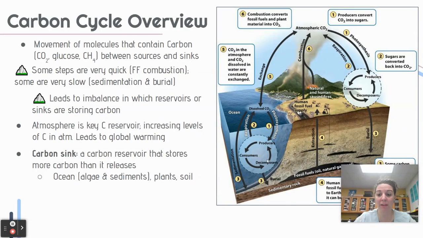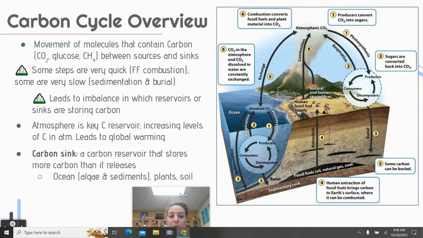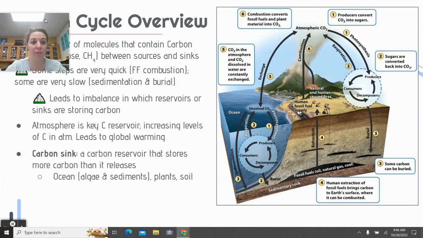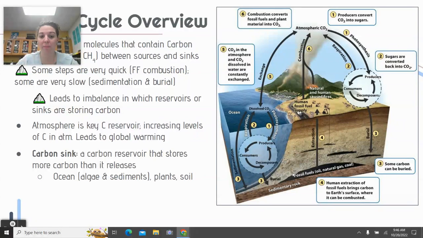What's going to happen to them is they're going to fall to the bottom. Then they're going to be compacted over time to create those sedimentary rocks or those fossil fuels. Carbon is also held in plants, in their materials, like their bark, their leaves, their roots. And then the soil also holds carbon from when organisms die and are decomposing.